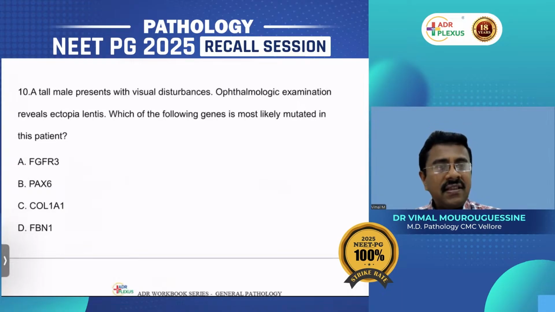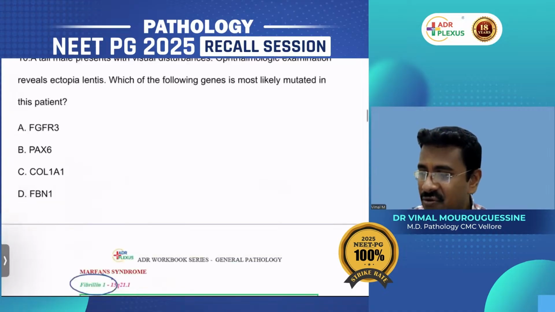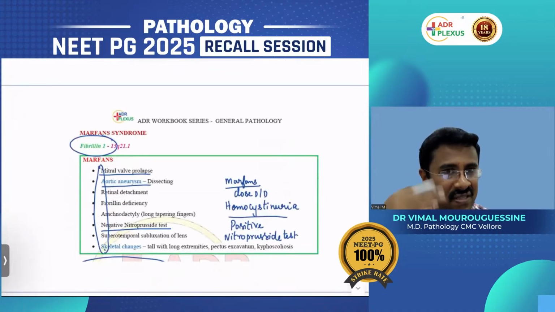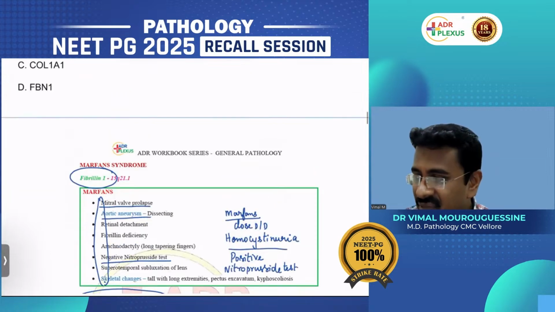And moving on to the 10th question. A tall male presenting with visual disturbances, and ophthalmologic examination revealing ectopia lentis; lens subluxation also could have been given. So the likely gene mutated here is... this is a characteristic feature of Marfan syndrome. Remember, guys, in our class we discussed remembering the features of Marfan with the mnemonic Marfan itself. So the gene mutated here is fibrillin 1.